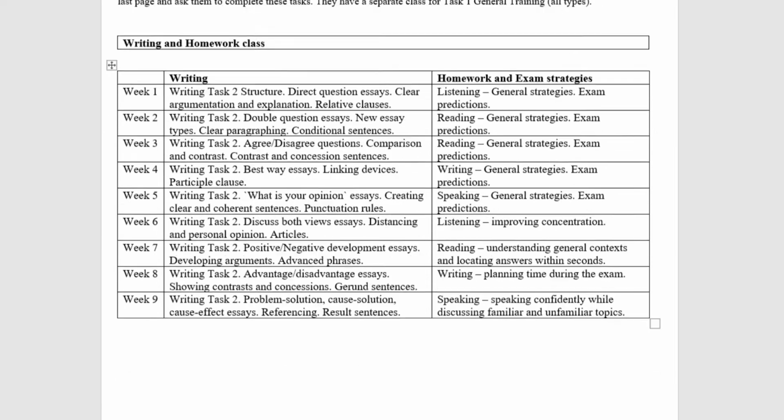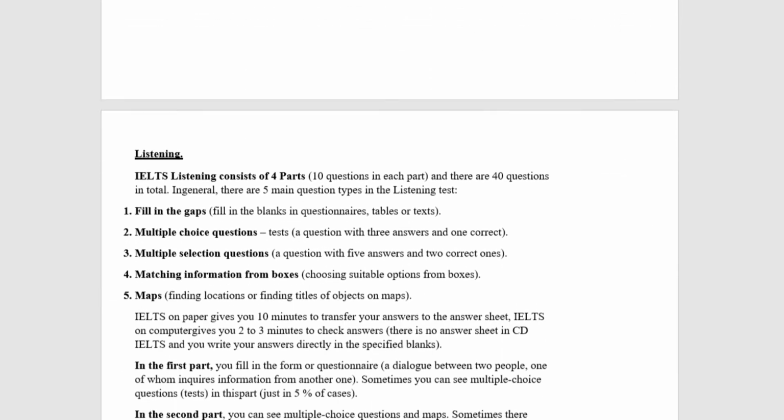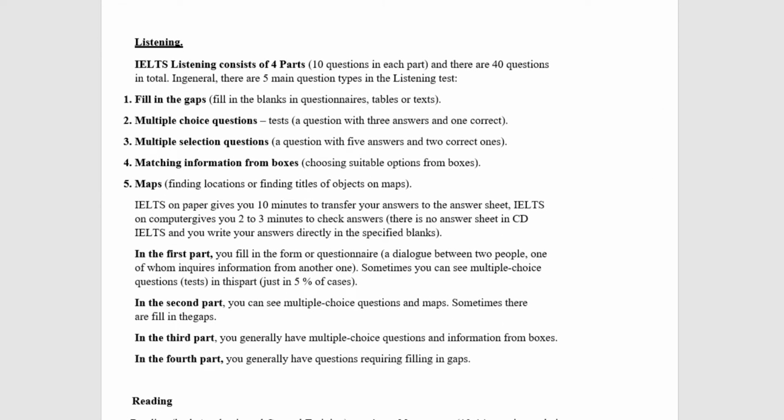So let's now turn to the listening section. Listening consists of 4 parts, 10 items or 10 questions in each part, and there are 40 questions in total. In general, we can see that there are 5 main question types.